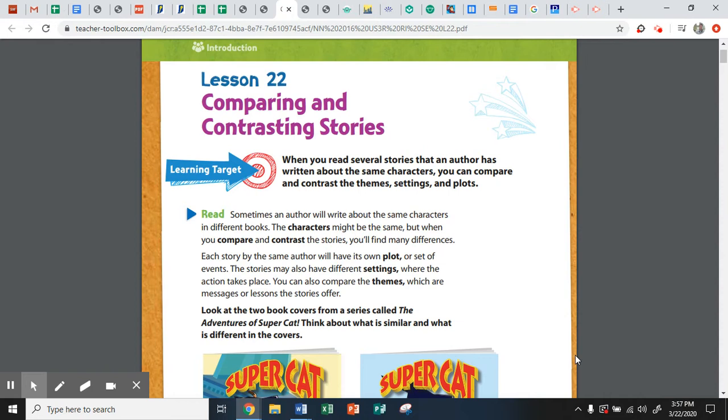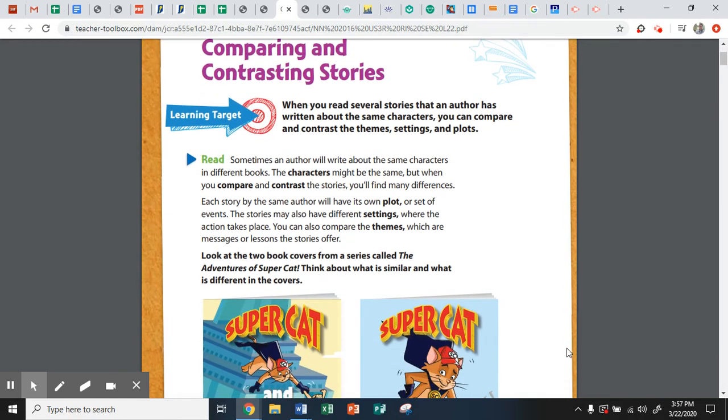So, in lesson 22, we are going to be reading two different stories, or in this case, looking at two different book covers. We're going to compare and contrast. How are they alike? How are they different? So the learning target for today says when you read several stories that an author has written about the same characters, you can compare and contrast the themes, setting, and plots.